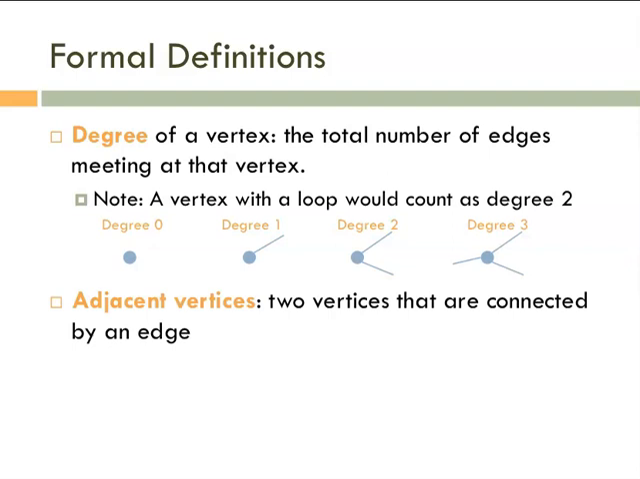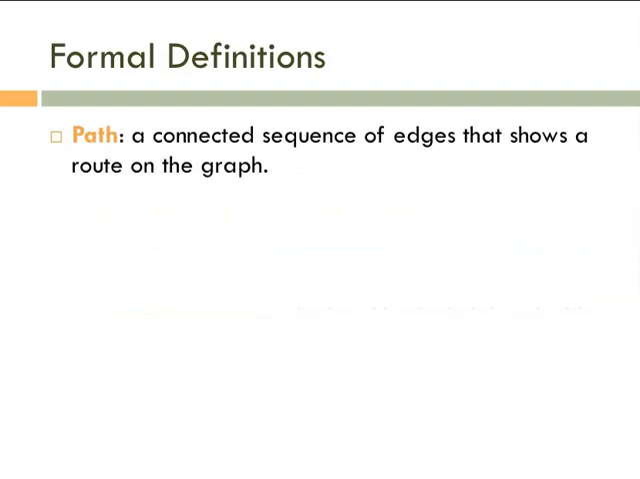So not that somehow you can get to the other one, but that there's just one edge connecting those 2 vertices. A path is a connected sequence of edges that shows a route on the graph. Now, each edge is used at most once, so there are no repeats.